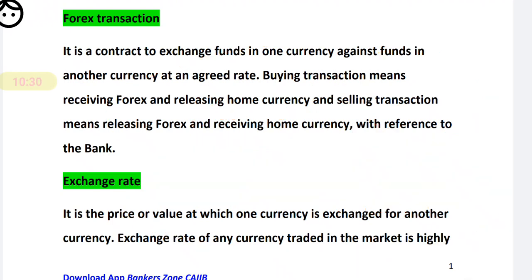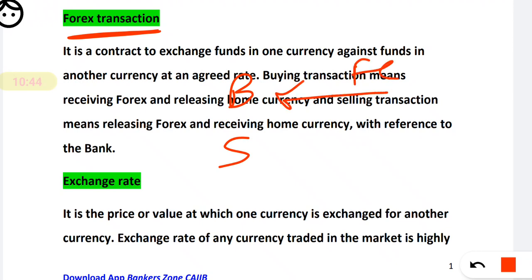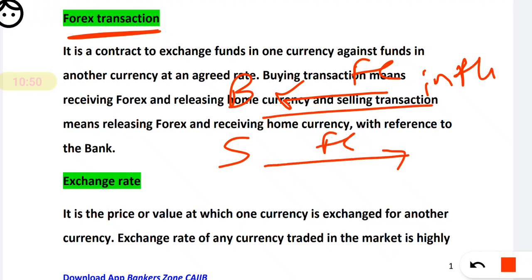So I repeat, it is the most important. In case of a forex transaction, they will give us some numerical, and you have to first identify whether it is a buying case or a selling case. As a bank, you have to judge. If a bank receives the foreign currency, that is the inflow of a foreign currency, then it is a buying case. If the foreign currency goes away from the bank, that is an outflow of the foreign currency, then it is a selling transaction.